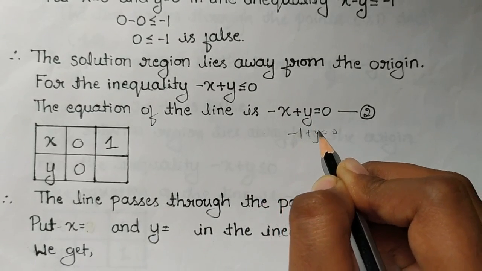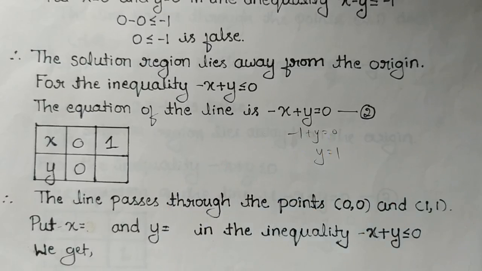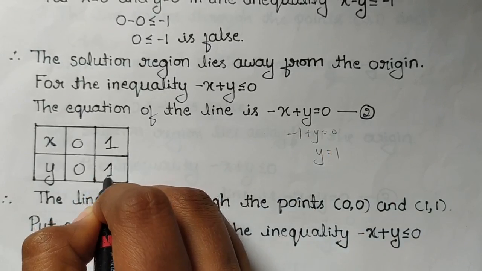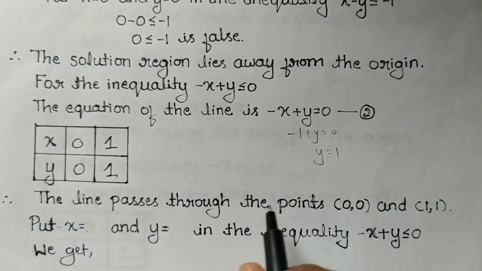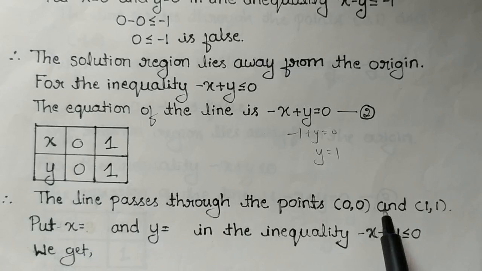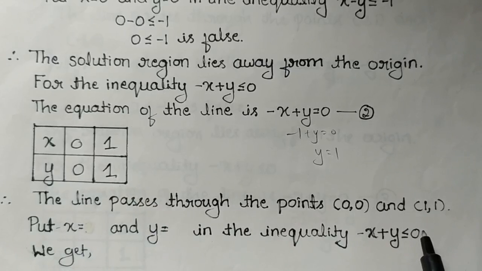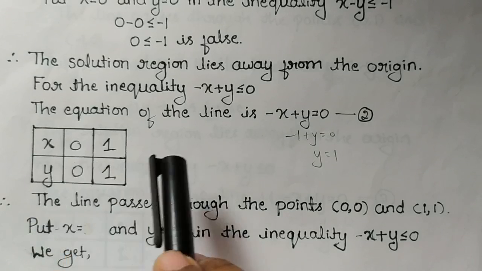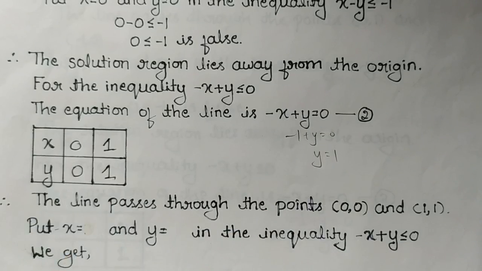Then y will be equal to plus 1. So the value of y is 1. Therefore, the line passes through the points 0, 0 and 1, 1. Now, we have to find the solution region of this inequality. But before that, let us draw the line of this inequality in the graph.